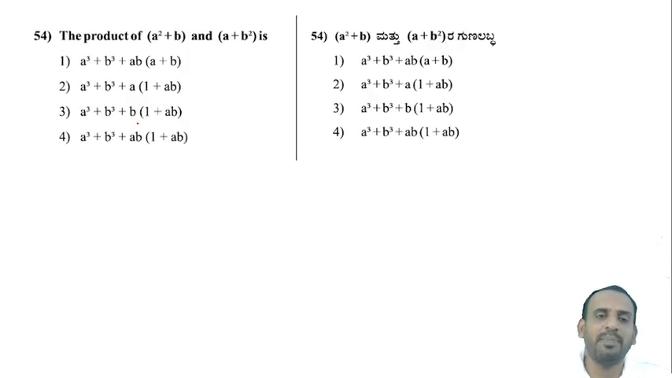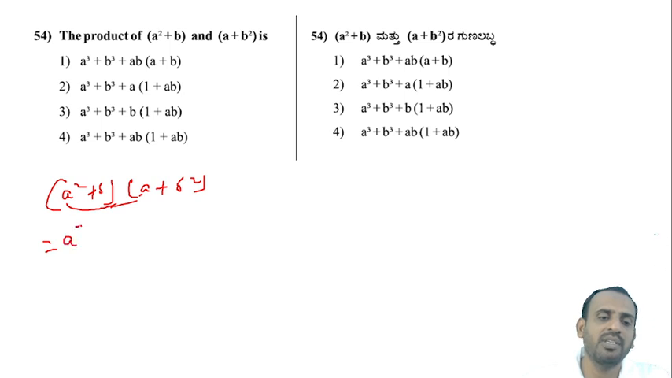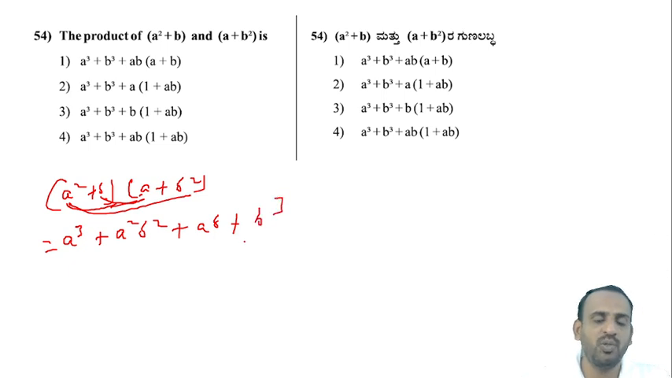Product of a square plus b and a plus b whole square. Let us multiply it. We have a square plus b into a plus b square. So let us multiply this first. a square into a becomes a cube. a square into b square becomes a square b square. Then we will take this term b, will multiply a. So b into a, ab, plus b into b square becomes b cube.